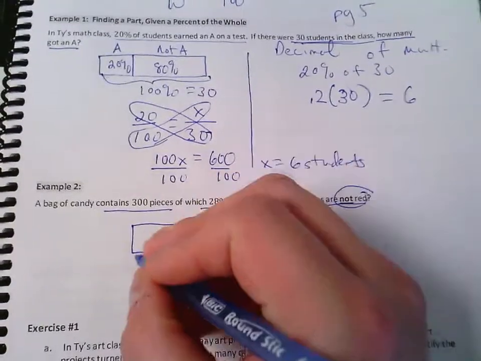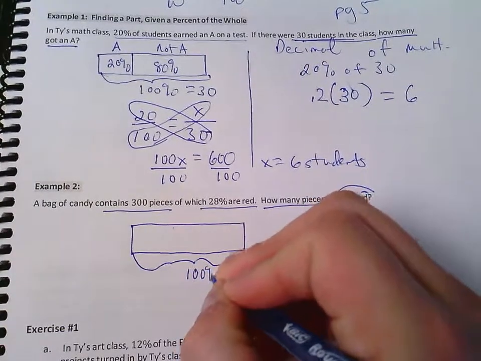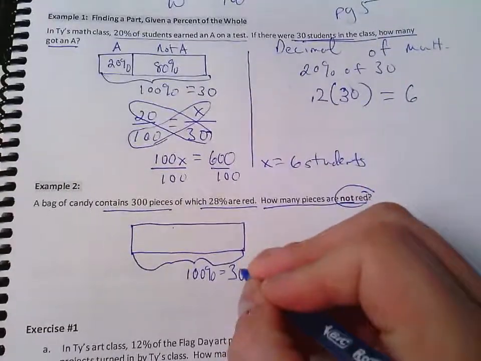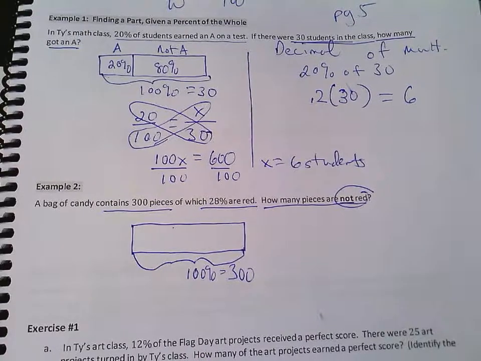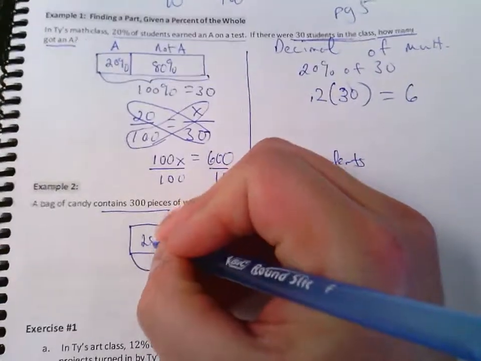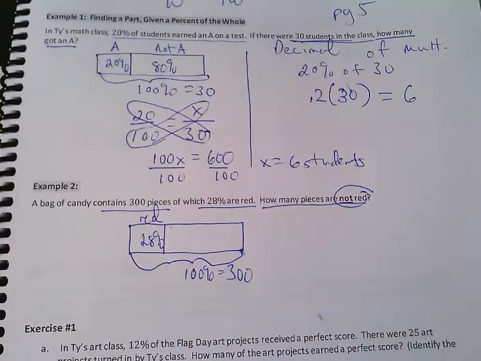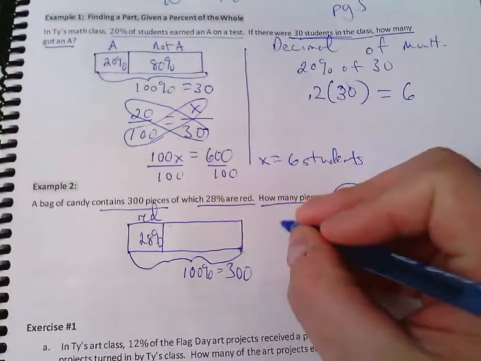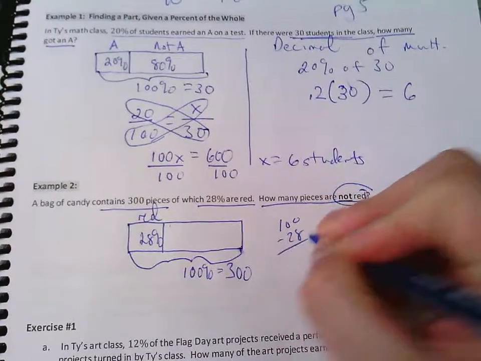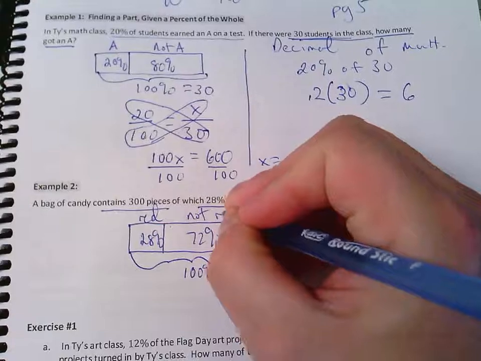But so the whole thing is the 100%, which in this case is the 300. In today's lesson, we're finding the part. So we're going to be given the whole amount in every single one of these examples. All right, so now I'm going to make 28% are red. Okay? That means that I could take 100 minus 28%. That means that 72% were not red.